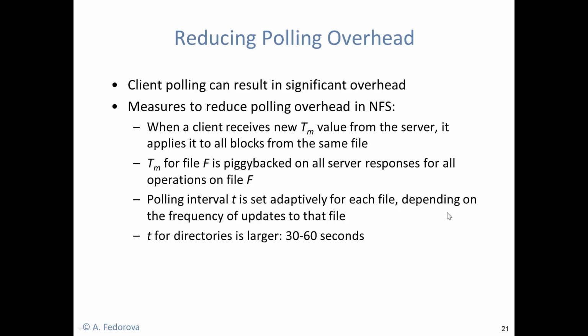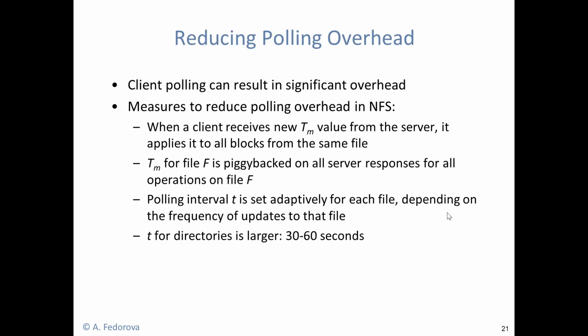If the client polling is done very frequently, it can result in significant overhead. So NFS takes some measures to reduce polling overhead. When a client receives a new TM value from the server, which is the modified timestamp for a file block, the client applies it to all blocks from the same file, not just that one block. And that makes sense because we know that files are typically accessed in their entirety, and also there is good spatial locality in file accesses.